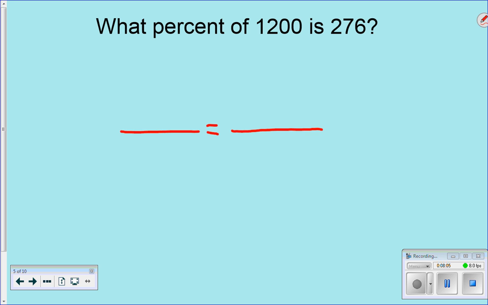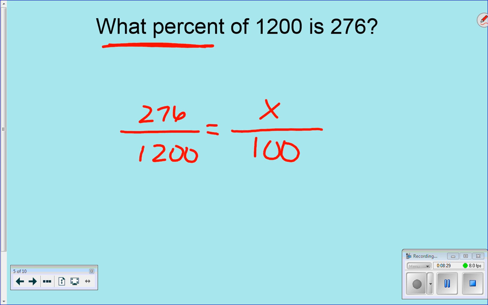What do you got? Yep. Correct? Okay, so what percent? Do I know that? Yep. Okay. Now I'm going to multiply. So go ahead and solve. This is going to come out easy.